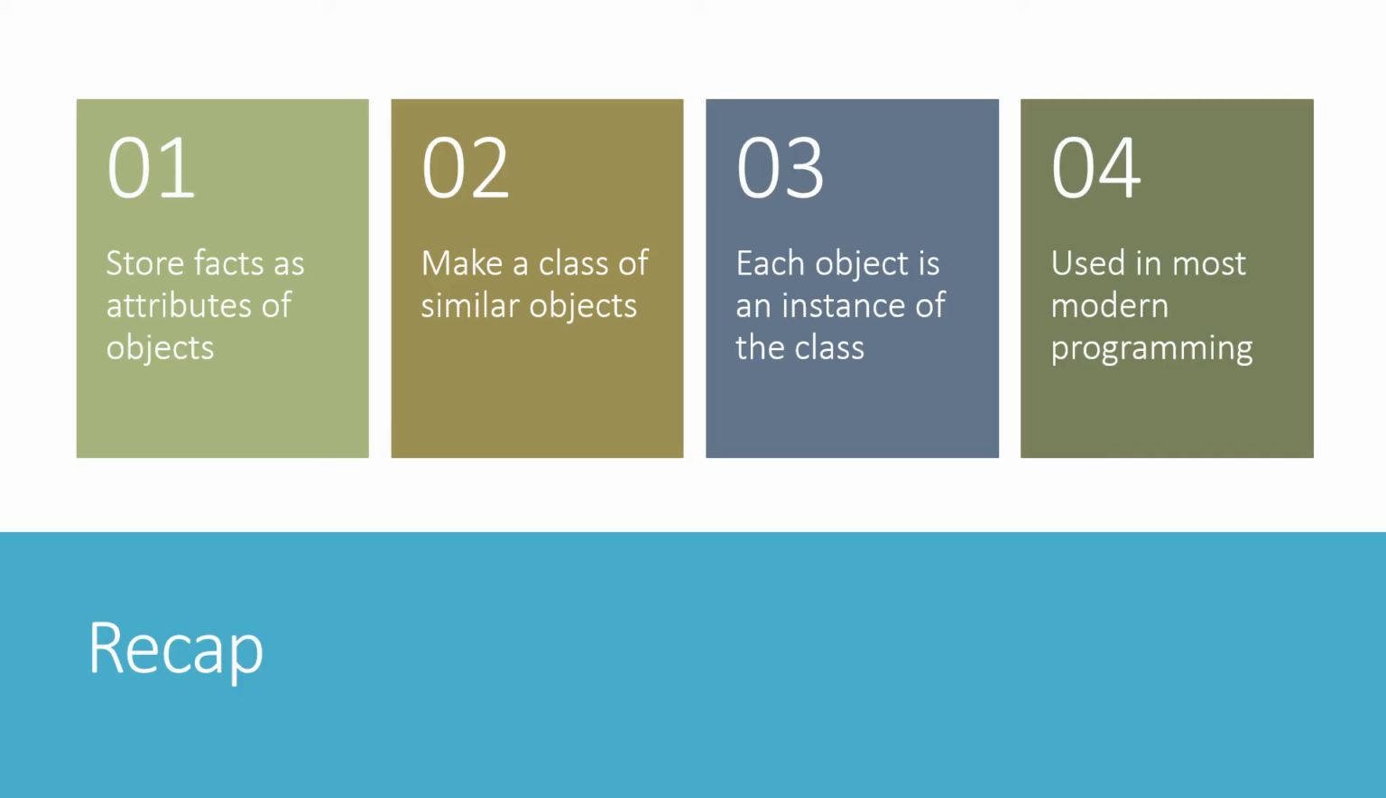So to recap, facts are stored as attributes of objects. You're going to create a class of objects and define what their attributes are, and then create objects as instances of that class. I hope you've understood from my overview why this approach is used in most modern programming. So next lesson we'll actually start doing this, but I just wanted to give you an overview.